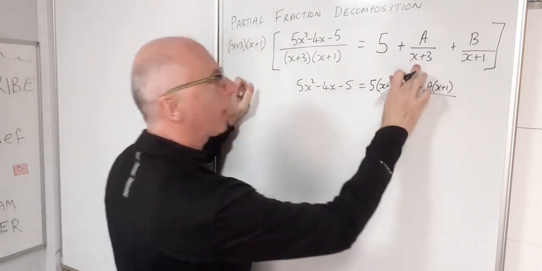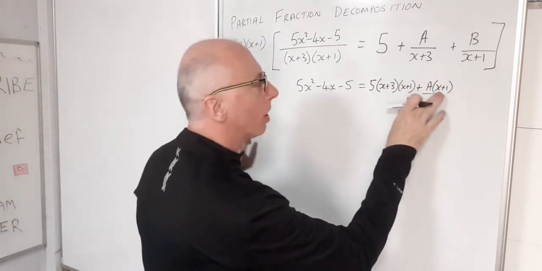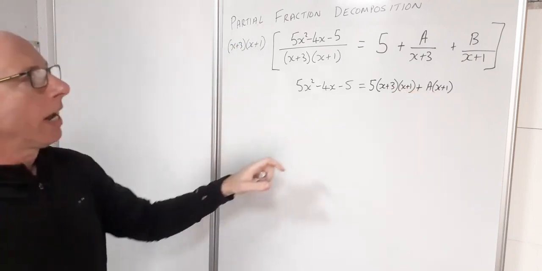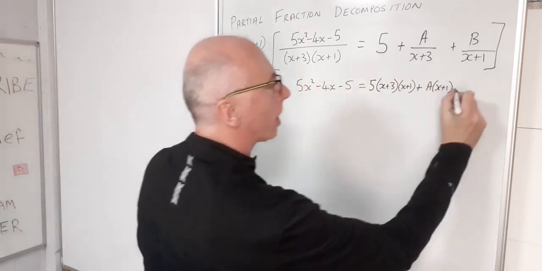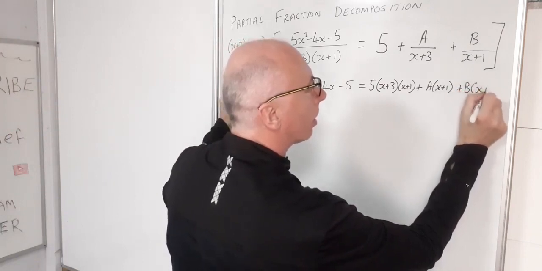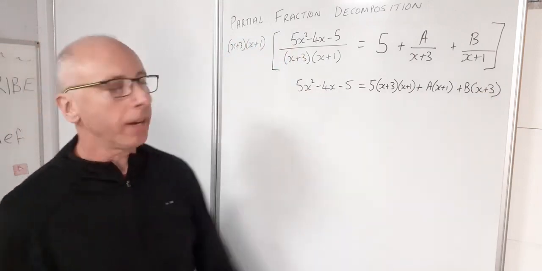And the x plus 3 will be cancelled out, so that'll be gone. So there'll be no fraction to put in my denominator. And then this one here, x plus 1s are going to cancel out and I'll be left with just B times x plus 3. Okay, right. Let's multiply everything out.